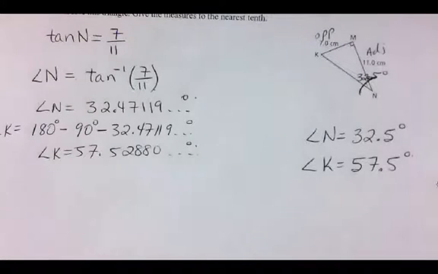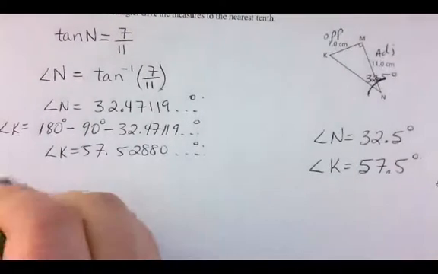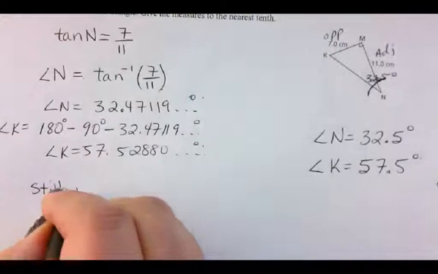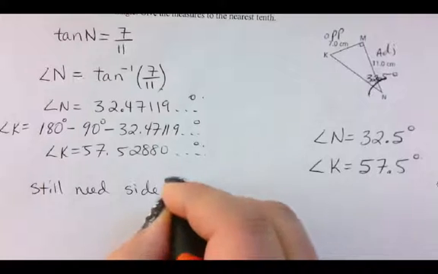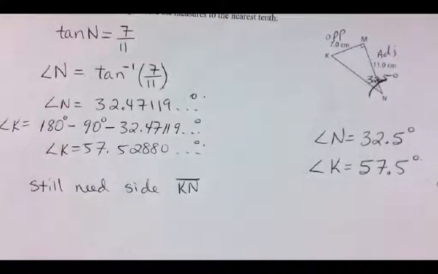I need to figure out, still need side KN. All right, so what should I use to figure that out?